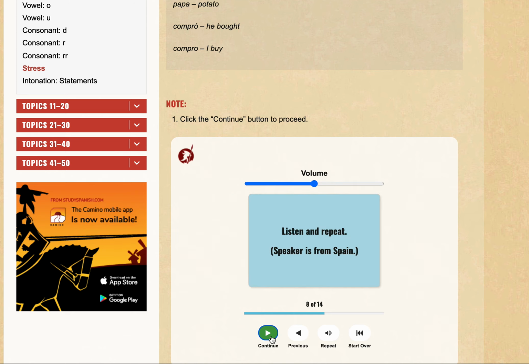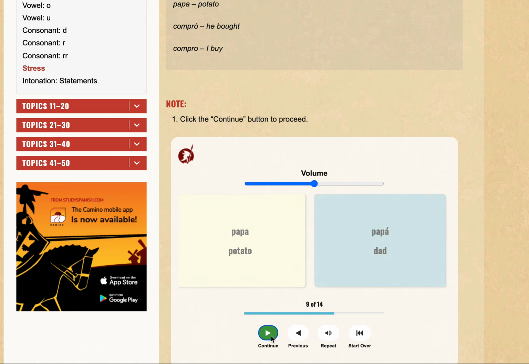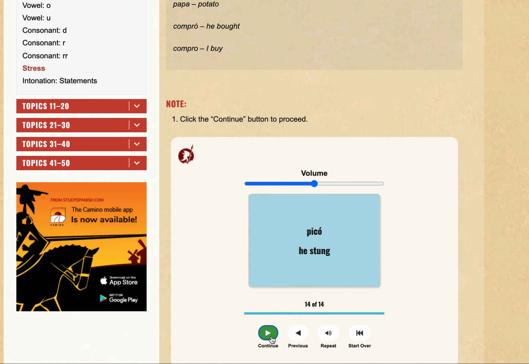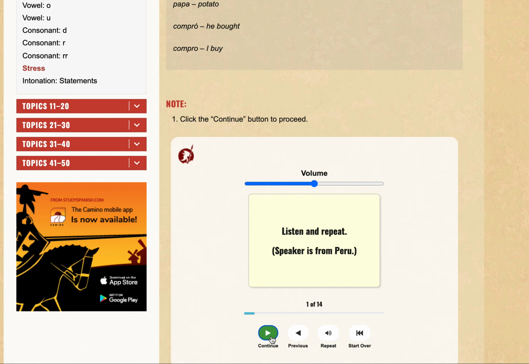Again, listen and repeat. Pay close attention to which syllable has the main stress. Okay, so this time the speaker is from Spain. Papa, it means potato. Papá, dad. Esta, this. Está, it is. Pico, peak. Picó, his stung. Listen and repeat. Be sure to put the stress on the correct syllable.